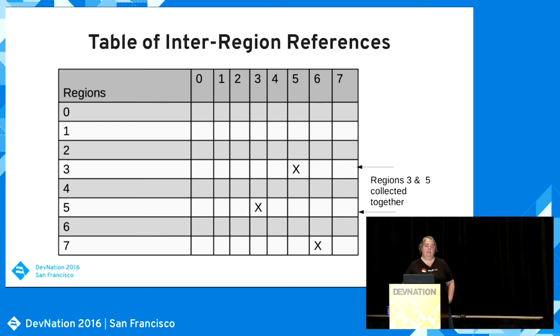So the insight here, just like with a generational collector, you can collect just the young gen and leave the old gen alone by scanning the roots and scanning the young gen and scanning the card table that points to the young gen. We can collect just regions 3 and 5 by scanning the roots and scanning regions 3 and region 5. So we can do a subset of an entire GC in a cycle. And if we wanted to collect region 6, we would have to scan the roots and we would have to scan region 7 because that points to region 6.